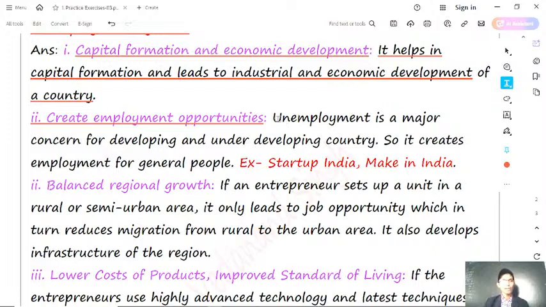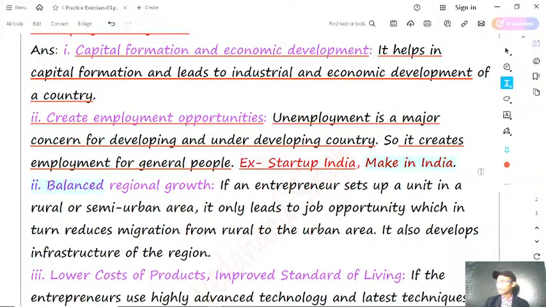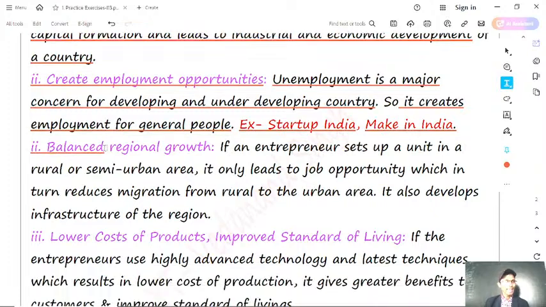See, unemployment is a major concern for developing countries and underdeveloped countries. So it creates employment for general people. Example is Startup India. This is a government initiative, and Make in India. These are the government initiatives which create employment opportunity for a large number of people, and they become independent on themselves. This is the employment opportunity created by this. Next is balanced regional growth.